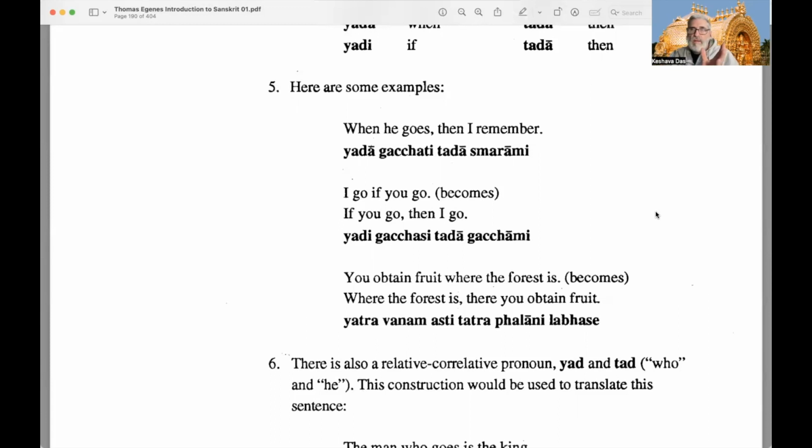When the teacher's there, the student doesn't remember, but as soon as the teacher leaves the classroom, he remembers the answer. So when he goes, then I remember. It's no use to me because I can't remember when he's there. So when he goes, then I remember.